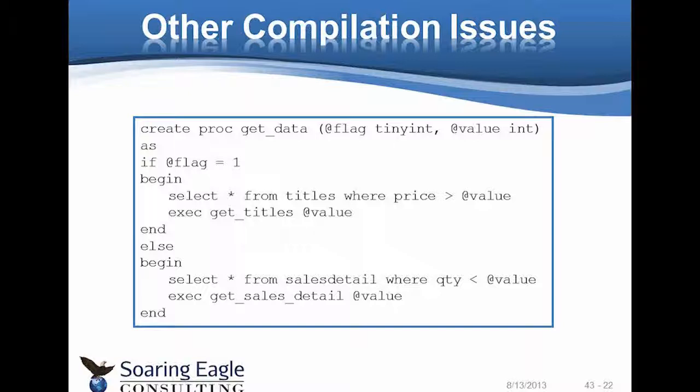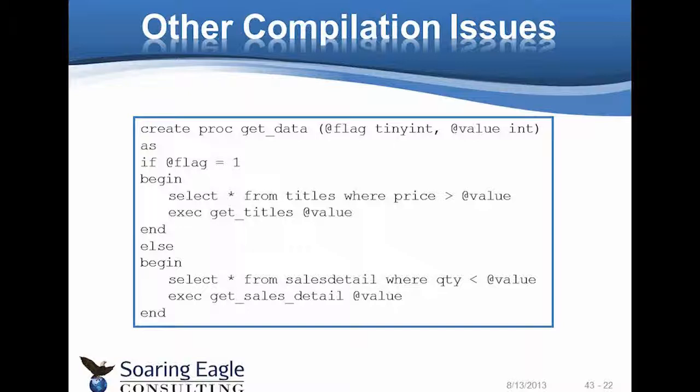A couple of other things to avoid within stored procedures. I'm going to talk about the problem, and I'm going to talk about a couple of the places I see it frequently. Let's take a close look at this proc and see what might happen that would go wrong. Create a proc called getData. We're passing in a flag and a value. If the flag that we pass in is 1, what we're going to do is select star from titles where the price is greater than the value that's passed in. If the flag is not 1, I'm going to select star from sales detail where the quantity is less than value. Let's think about this for a minute.